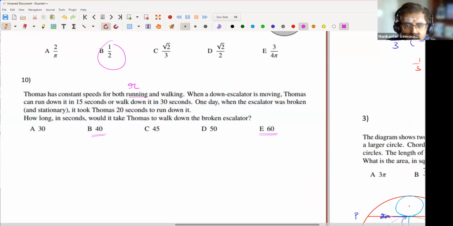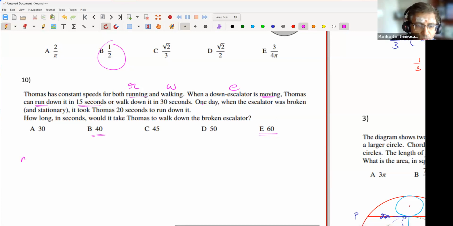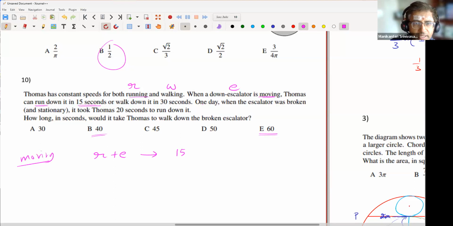Thomas runs at constant speed, both running and walking. So running is R, walking is W. And then a downward escalator is moving, so escalator gain we'll say E. Thomas can run down in 15 seconds when the escalator is moving. So with the moving escalator, his speed becomes R plus E, and he's able to travel in 15 seconds. This is speed and this is time.